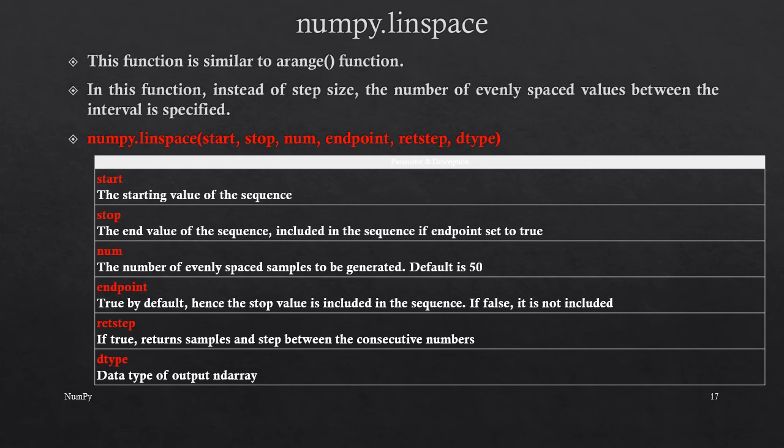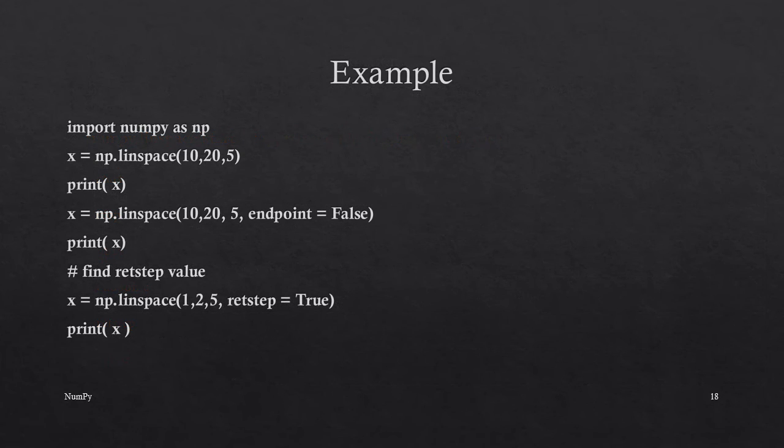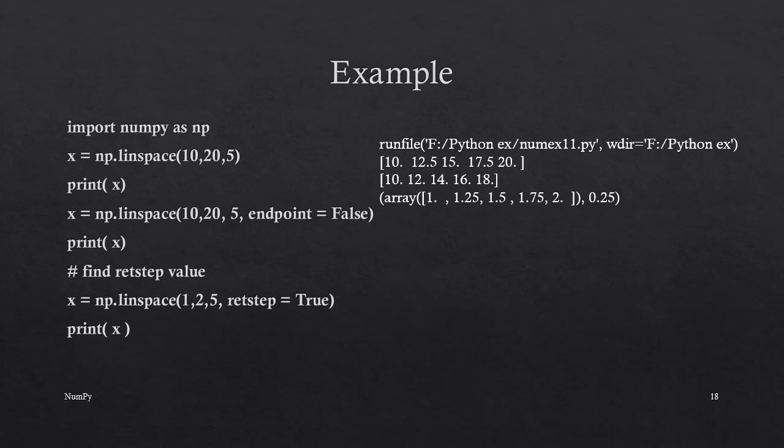Retstep. If true, return samples and the step between consecutive numbers. Dtype is the data type of the output n-dimensional array. Let's see an example of linspace usage. For that, import the numpy package, np.linspace of 10, 20, 5.